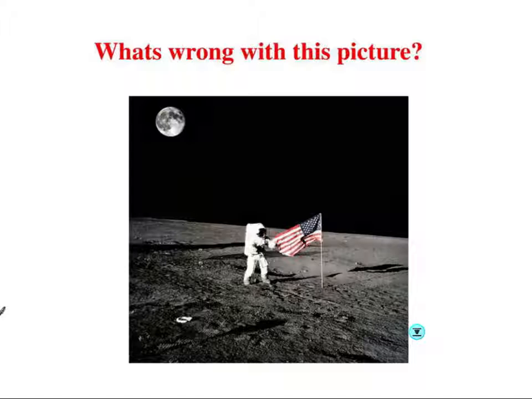So the reason I have this picture is to just make you analyze and think about what's going on. So I asked the question, what's wrong with this picture? Well, this astronaut is standing on the moon, but there is a moon in the background. Does that make sense? Nope. Does not make any sense at all.